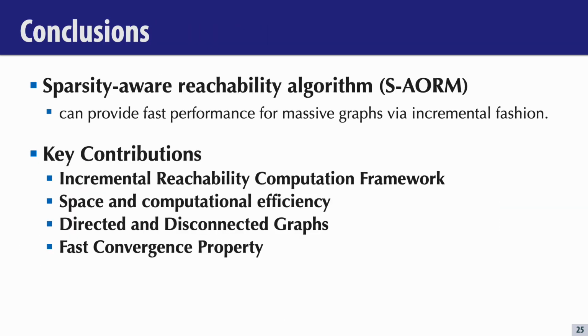To wrap up, we have proposed the sparsity-aware reachability algorithm, which can provide fast performance for massive graphs via an incremental fashion. Our approach supports space and computational efficiency by using a sparse matrix for processing massive networks. Also, the proposed algorithm handles directed and disconnected networks, which are prevalent in real-world networks such as citation networks and road networks. Moreover, the computational result of the AORM is asymptotically correct and rapidly converges to the exact solution.